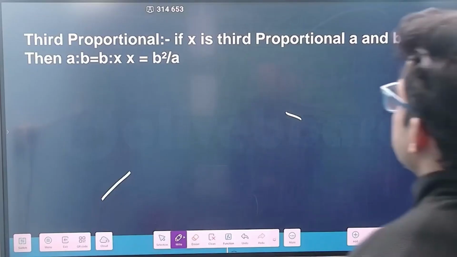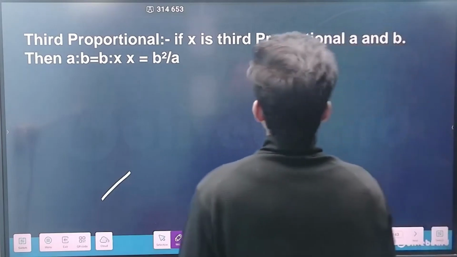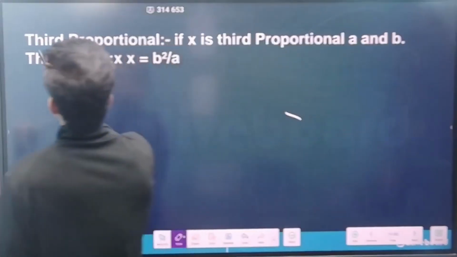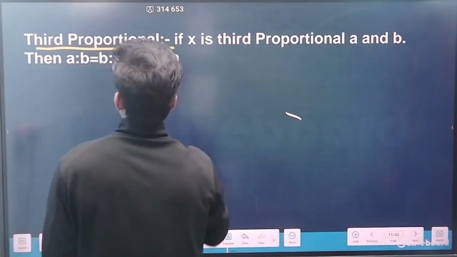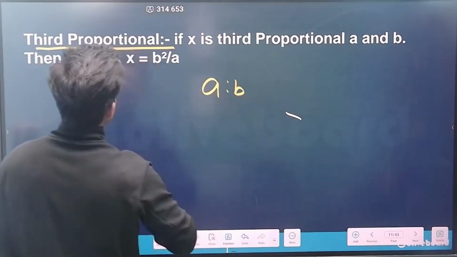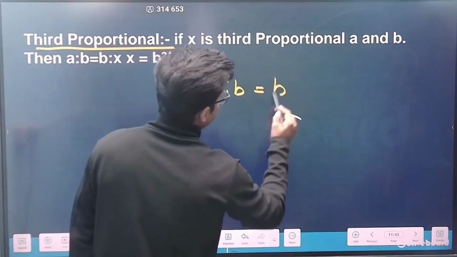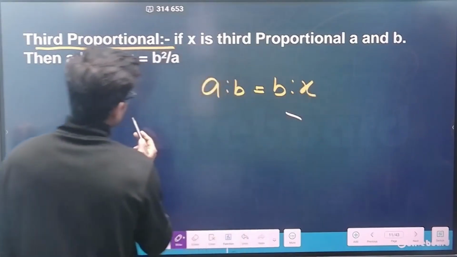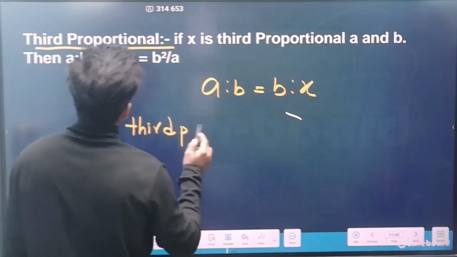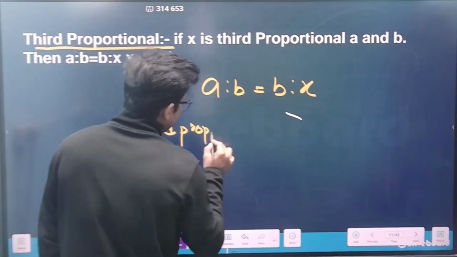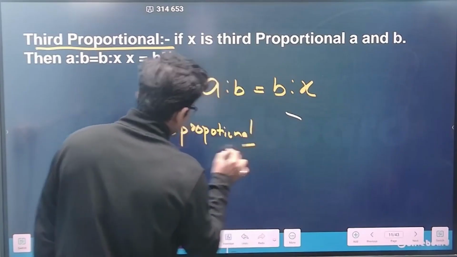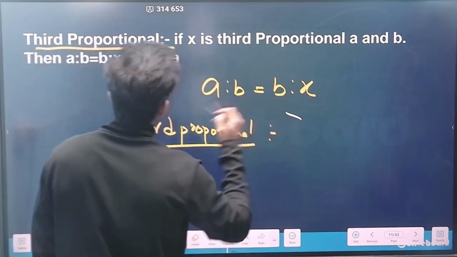Third proportional is x. If x is the third proportional, then they're asking about x. What do you mean by the third proportional? If something is in the format a is to b equals b is to x, then what is the third proportional? Again, very important theory. This you should know, everyone, because these are a base part to develop your foundation.